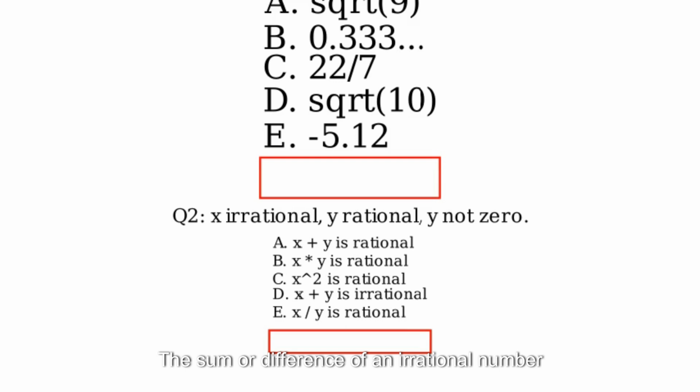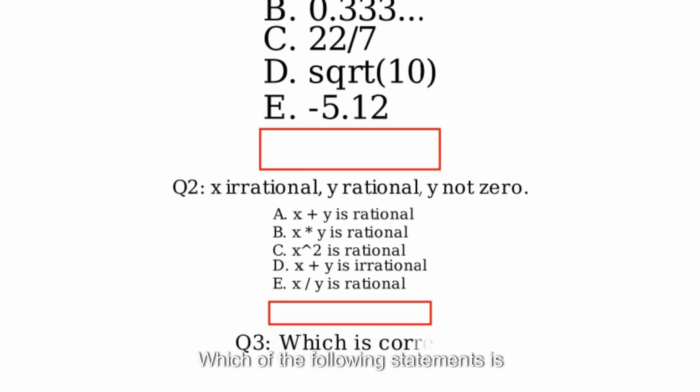D. The sum or difference of an irrational number and a rational number is always irrational. This is always true. E. x divided by y, such as square root of 2 over 3, is still irrational. The correct answer is D.